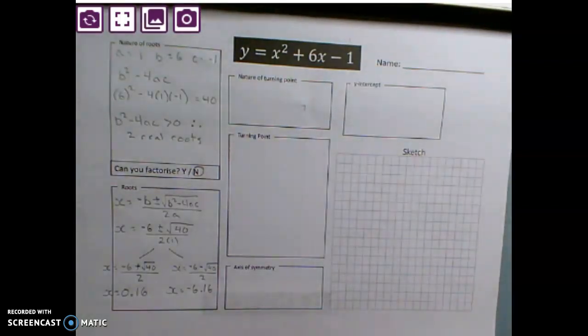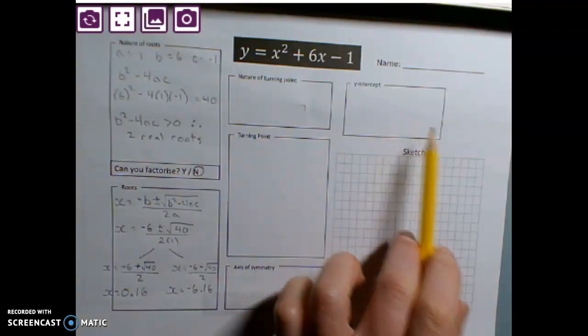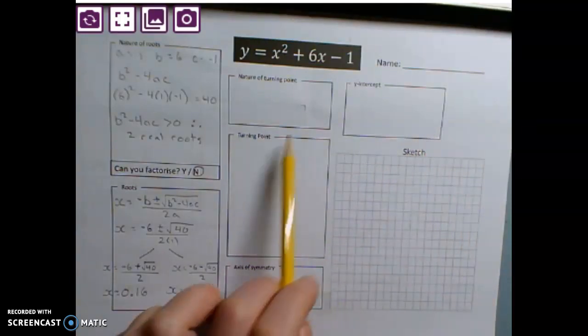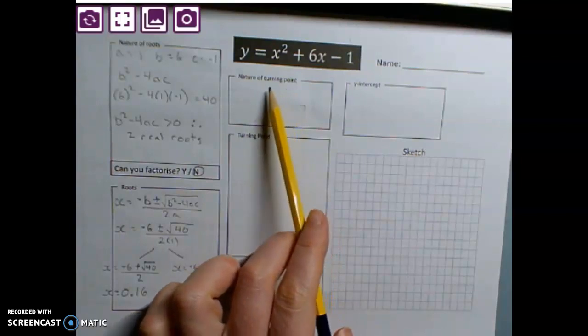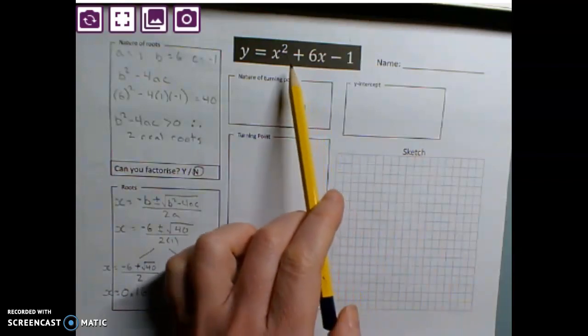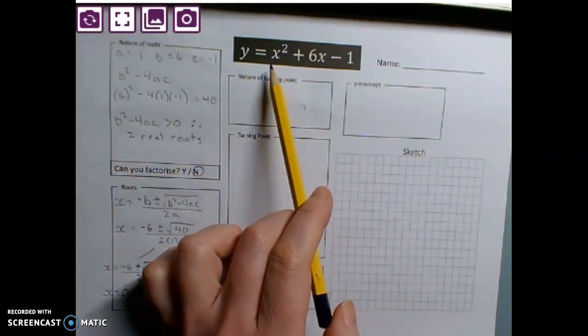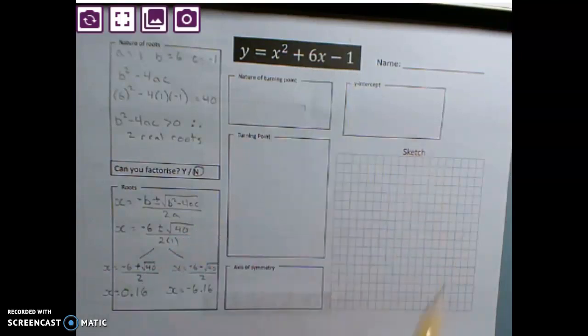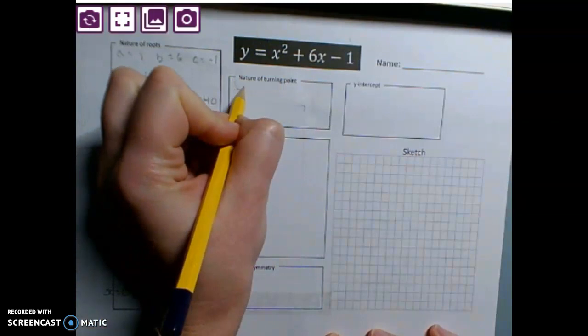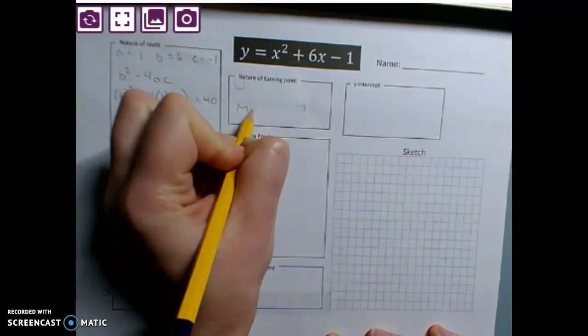So what else can I find from this? Well, I found my x-intercepts, I can find my y-intercepts. I can also find my turning point. So let's follow this through. The nature of the turning point: is this going to be a maximum or a minimum? This graph is going to be a minimum. It's going to be a smiley face graph because it's a positive value out front. So my turning point is going to be a minimum.